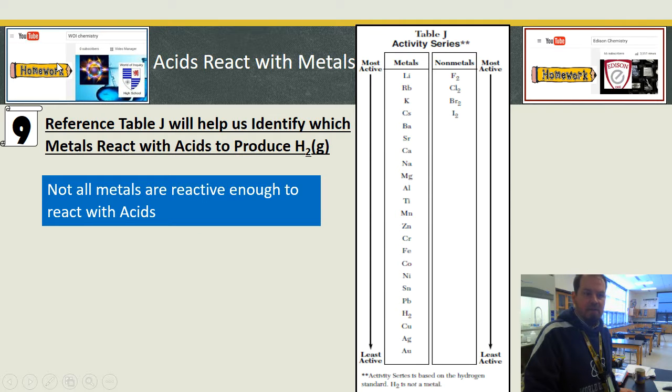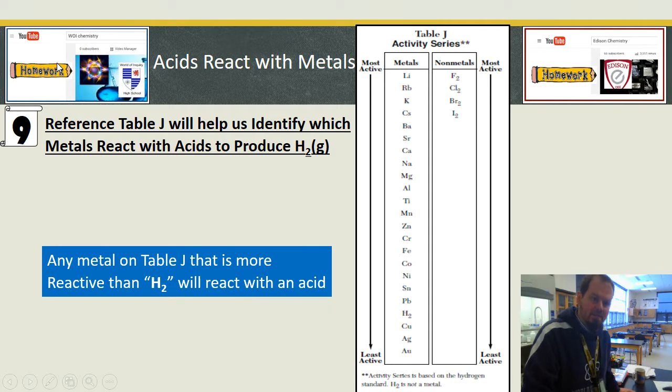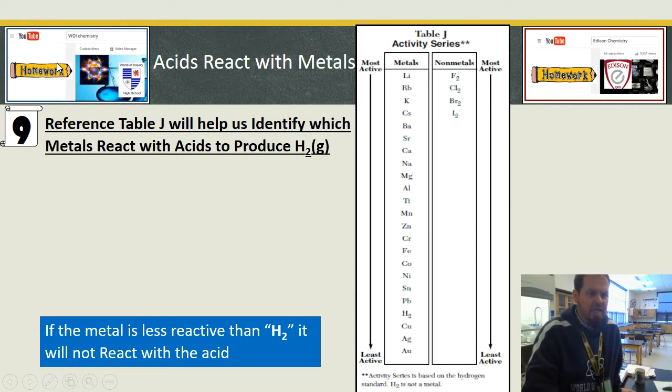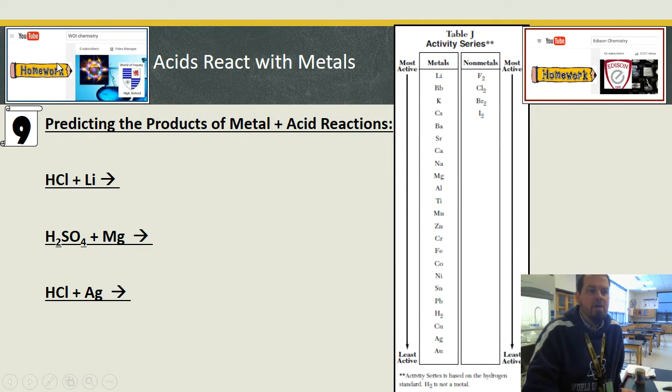Not all metals are reactive enough to react with acids. There are every one of them but 3: copper, silver, and gold. Any metal on table J that is more reactive than H2, and what that means is higher than H2 on table J, will react with the acid. If the metal is less reactive than H2, it will not react. And I have one example of that, and you'll see you don't have to do the double replacement for that. Okay. So here we go.